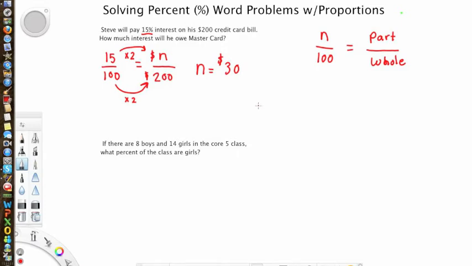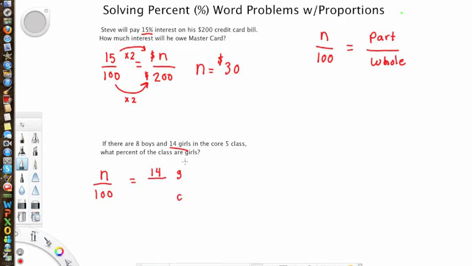Now if you go to your handout, which I gave you for homework, the very first problem looks like this. It says, if there are 8 boys and 14 girls in the Core 5 class, what percent of the class are girls? They want to know what percent. They didn't tell us the percent, so I know what the missing piece is. It's something out of 100. What information do they give us? There are 14 girls, and they want to know that these 14 girls are what proportion of the entire class.